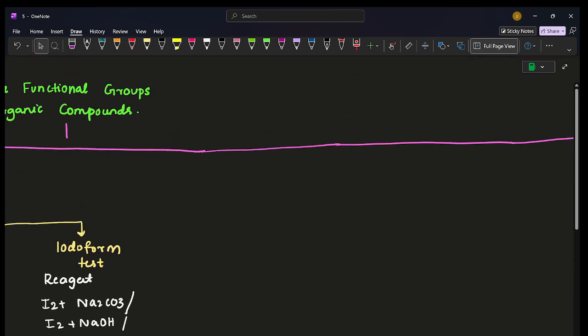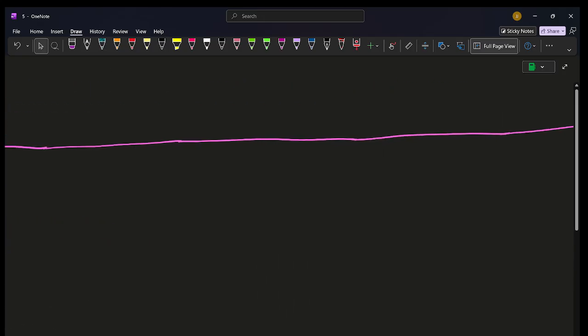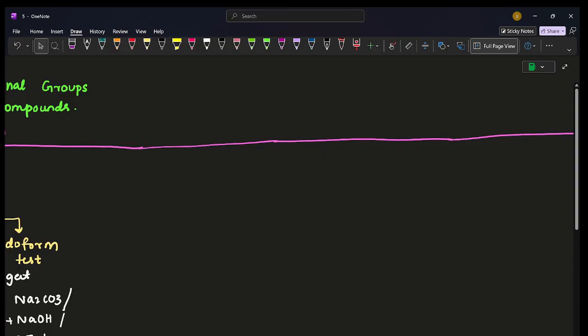Okay, moving on to the next group which we're going to learn about, that is the phenolic group.